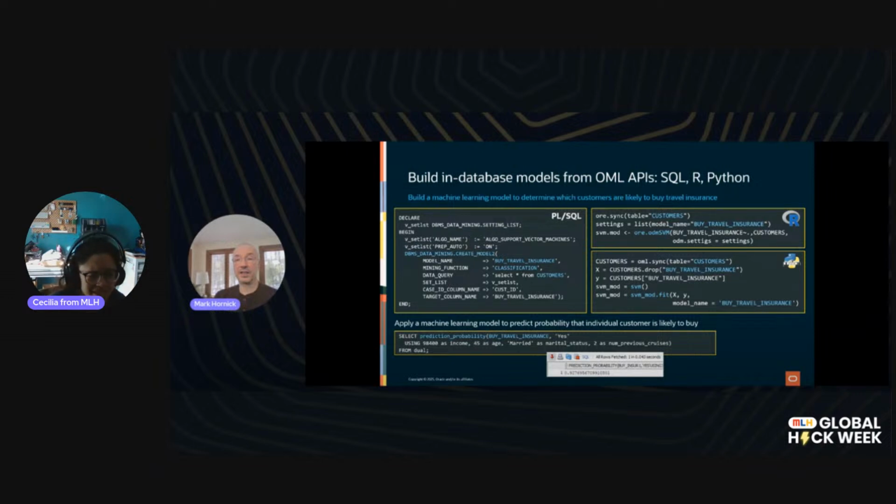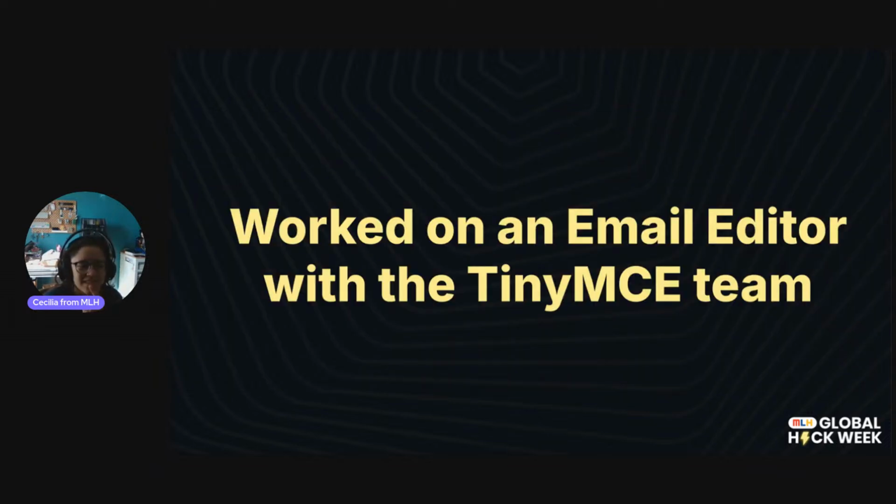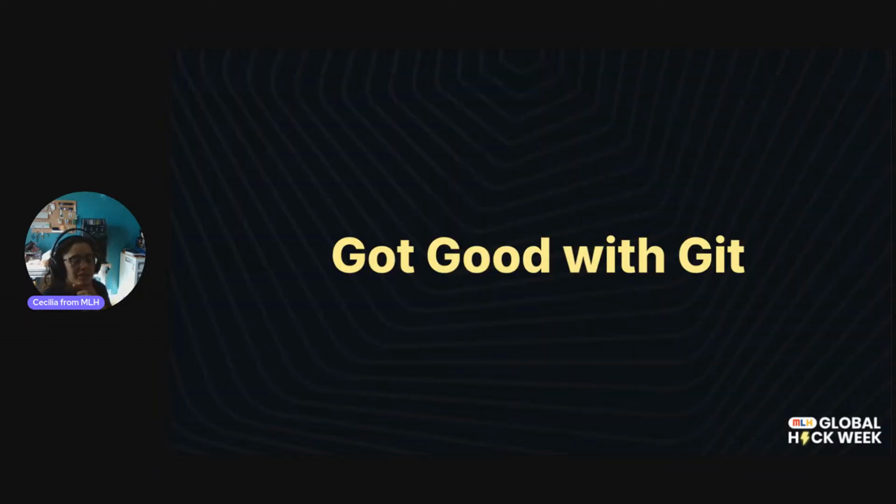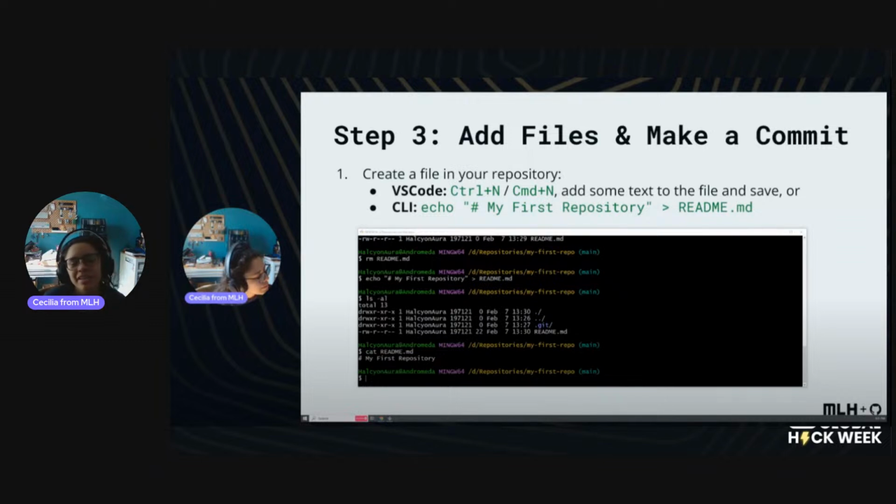Like I said, tons and tons of stuff. Looks like you were looking at in-database models. I've never actually done that, so I'm definitely going to be checking that stream out. You also worked on an email editor with the Tiny MCE team. I do know that they were working with an AI code generator, and that they were testing something out to make it more accessible using inline CSS in this instance. And then you got good with Git with me, where we were working on getting you a little less terrified of the command line, and also with Git and GitHub, showing you multiple ways to make sure you can save your code and walk it back.